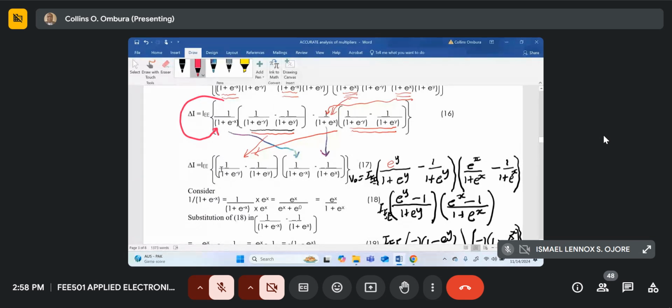So I get 1 divided by 1 plus e to the minus y minus 1 plus e to the positive y, which was common in this term and this term, into this term over here, 1 divided by 1 plus e to the minus x, which is this first term. And then this term over here, 1 divided by 1 plus e to the x, which is this term. So that is how I get equation 17.